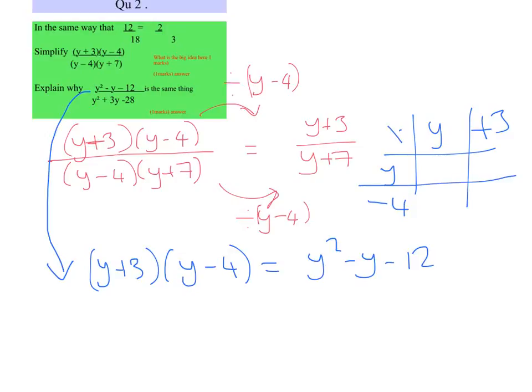And we can quickly see the proof using the grid method. We've got y squared, 3y, negative 4y, and negative 12. Remembering the two terms simplify to give us the negative y in the middle.